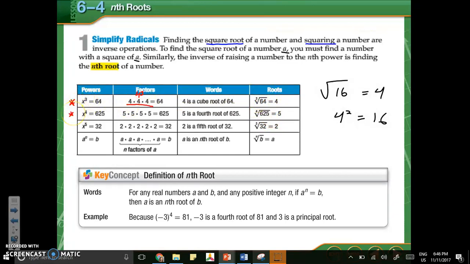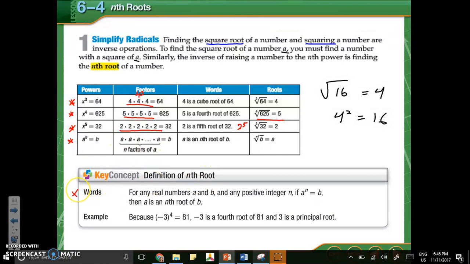Same thing with fourth roots. If I'm looking at 625, well, 5 to the fourth is 625. That means that the fourth root of 625 is 5. It works the same with fifth roots. What's the fifth root of 32? Well, 2 to the fifth is 32. So the fifth root of 32 is 2. And that's true of any root. So we can call those nth roots. So a is the nth root of b if a to the n is equal to b.